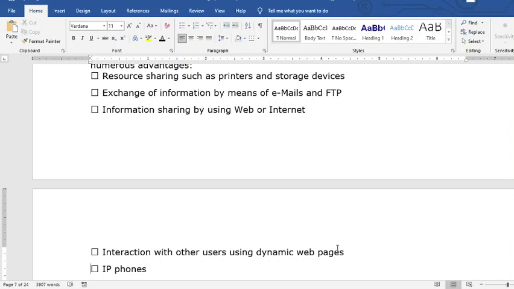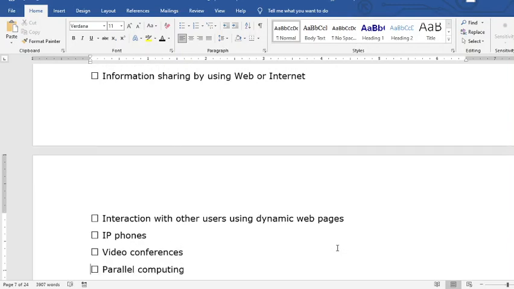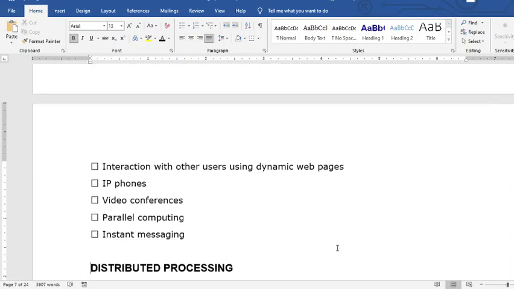Interactions with others using dynamic web pages, IP phones. These are some of the few applications. Parallel computing, instant messaging. So these are the things that we're actually doing since the revolution of Web 2.0 way back a few years ago.